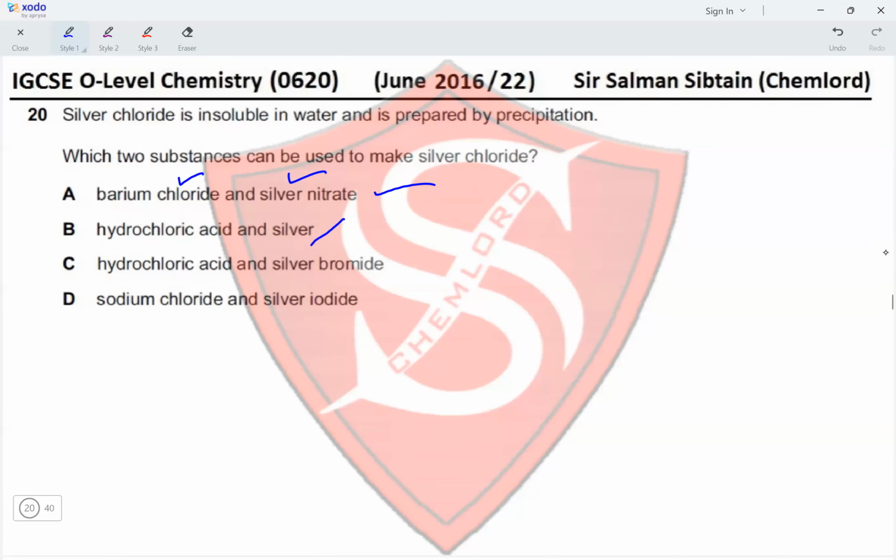Hydrochloric acid and silver will not react because silver is less reactive than hydrogen, so will not displace hydrogen in HCl. Hydrochloric acid and silver bromide. Silver bromide is an insoluble salt. So an insoluble salt reacting with an acid to produce an insoluble salt is not the way of preparing silver chloride. Sodium chloride and silver iodide. Silver iodide is insoluble and will not react with sodium chloride. So this is incorrect as well. Therefore, option A is the correct option for this question.